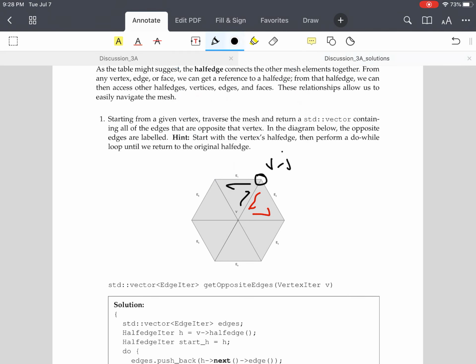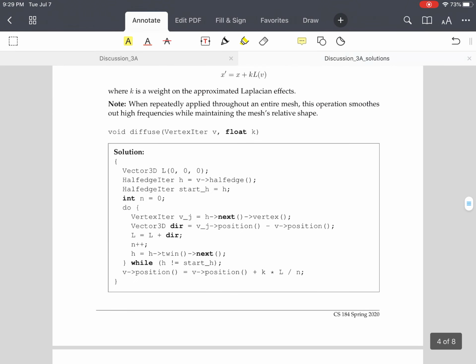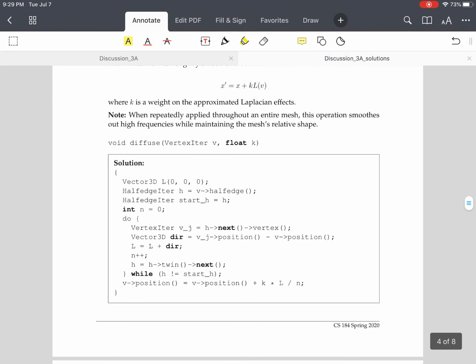So once again, multiple ways to do the same thing with this half-edge data structure. Problem 1 goes left, problem 2 goes right. They both work. There's nothing wrong with either one. Okay, and so we move H over and just keep doing this loop until we get back to the beginning. And once we're back to the beginning, we've accumulated L, we've been adding this Laplacian.